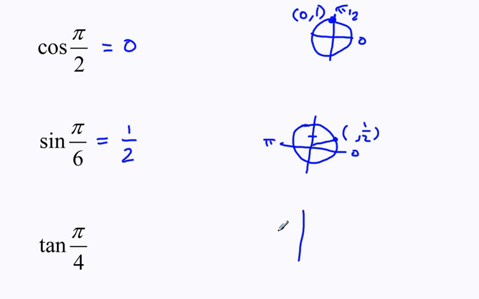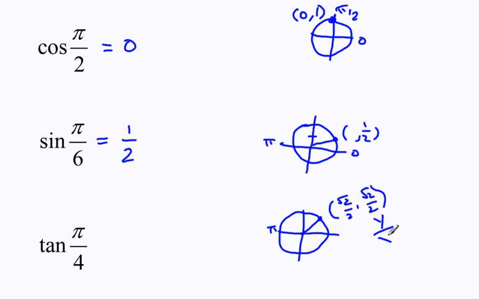Tangent of pi over 4. I remember pi over 4, that's 1/4 of the way to pi, so that's going to be right here. And this is that one where I just know √2 over 2, √2 over 2. Tan is y over x. Well, if I have the same thing on top and bottom, that just reduces to 1. And we've got our first set done.